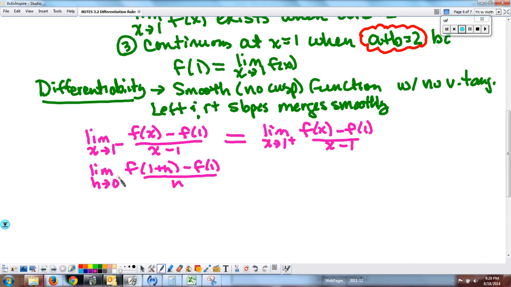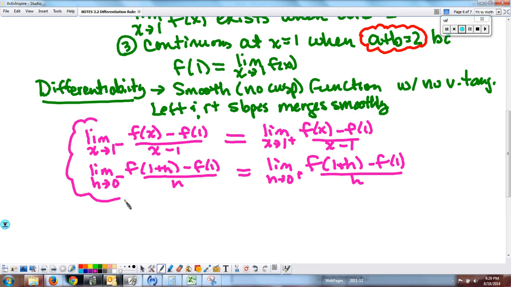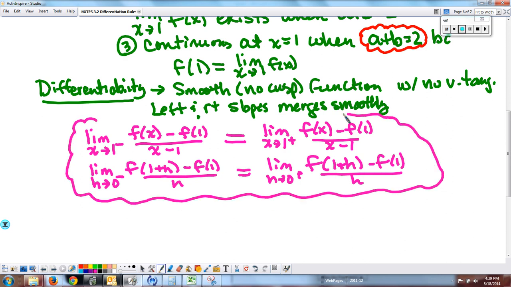Use that definition: the limit from the left, and then from the right, as h approaches 0 from the right of f of 1 plus h minus f of 1 all over h. So we could have done that as well, and those were kind of a long process. But basically what you're really trying to figure out is if the derivative is smooth at that point. Is the derivative continuous at x equal to 1?